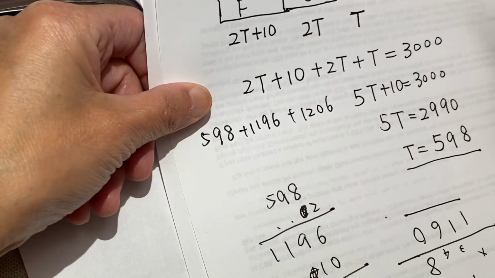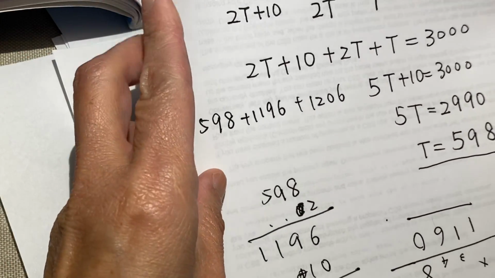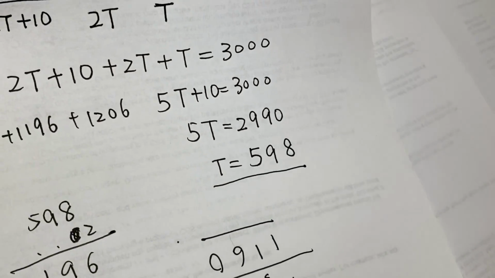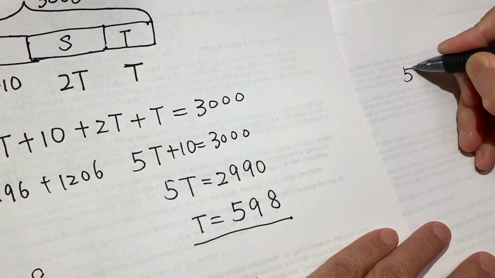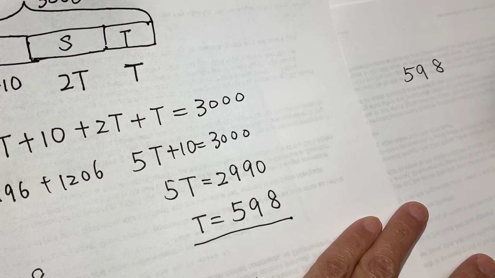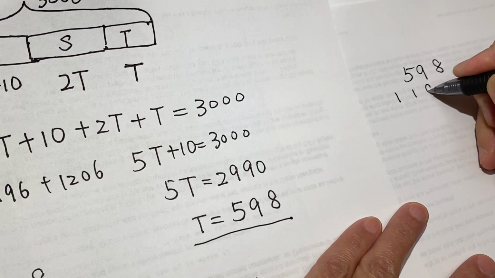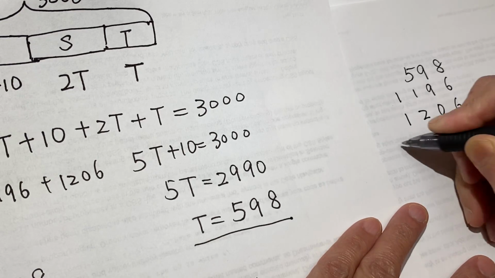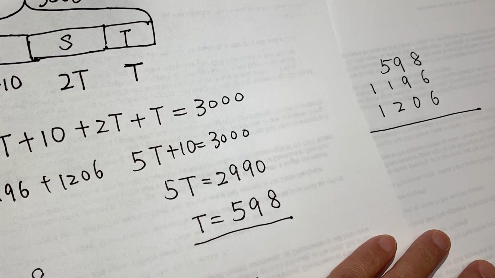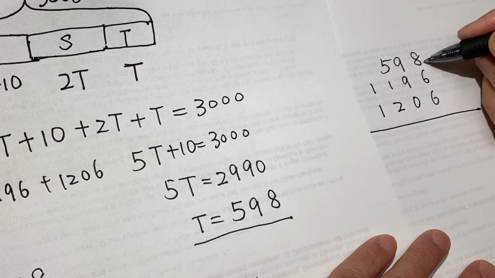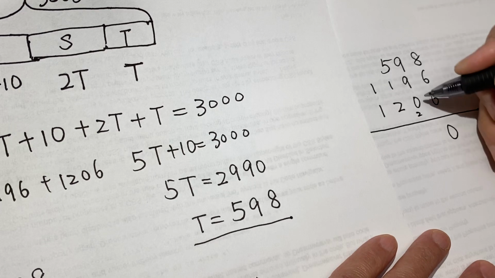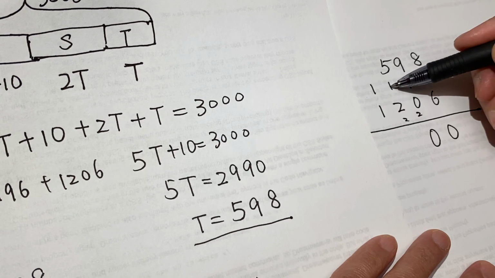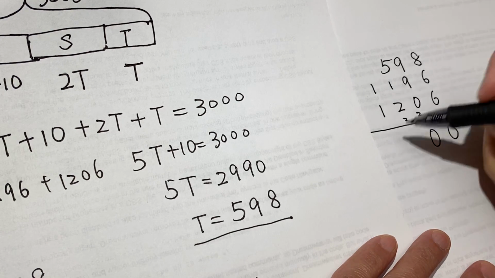Now let's add them all together and see if we get exactly the same number. 598 plus 1196 plus 1206. 5 plus 1 is 6.